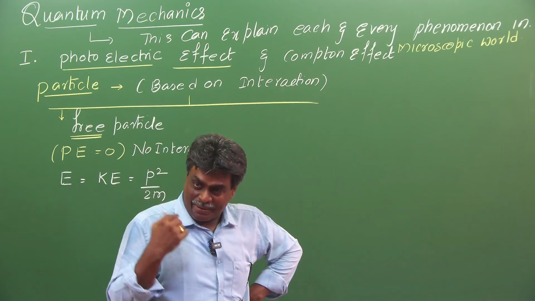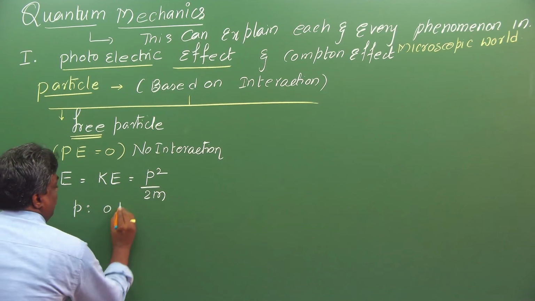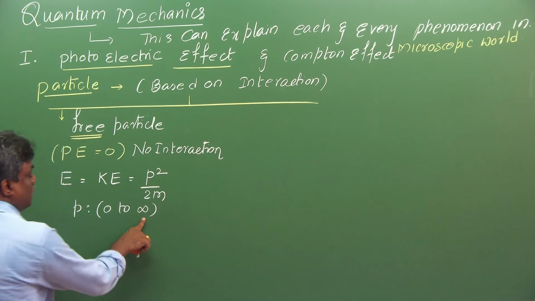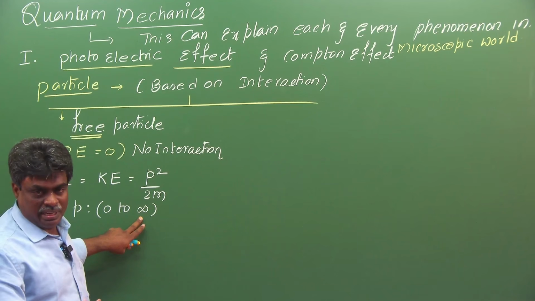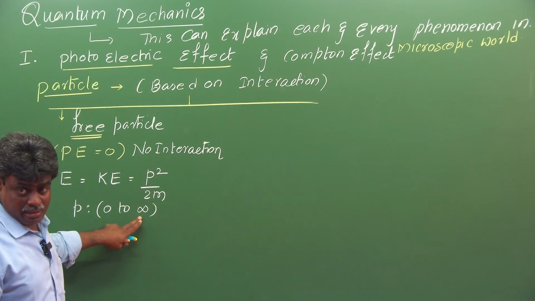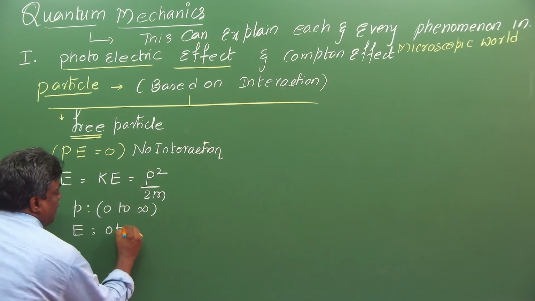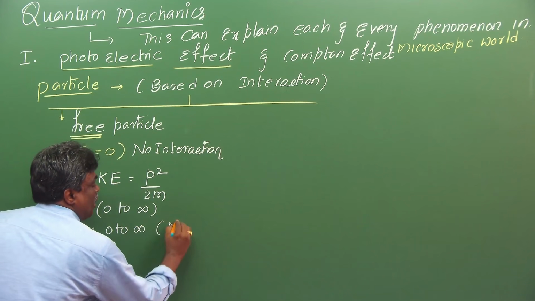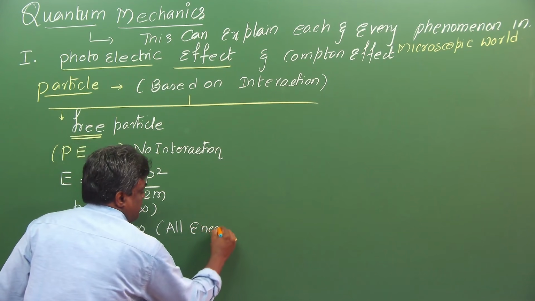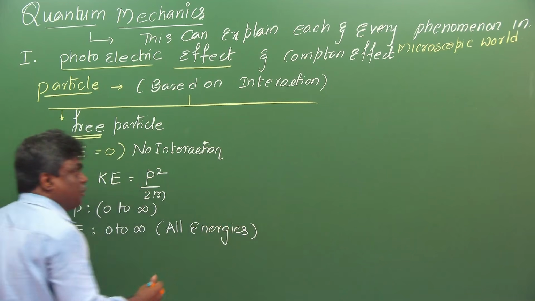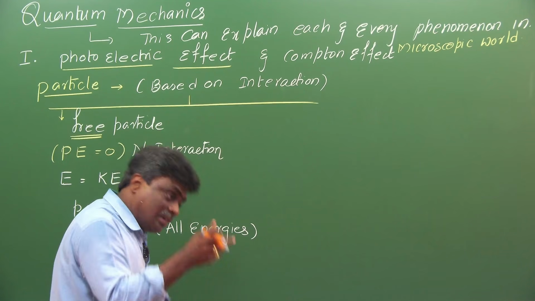All energies it can have. Understand? So this momentum range is from where to where? Infinity means not a number; it's a big number or something like that. Don't think infinite is a number. That's why energy is also from where to where? That means all energies, not only particular energies. Whenever you have all energies, is it a continuous spectrum or a discrete spectrum?